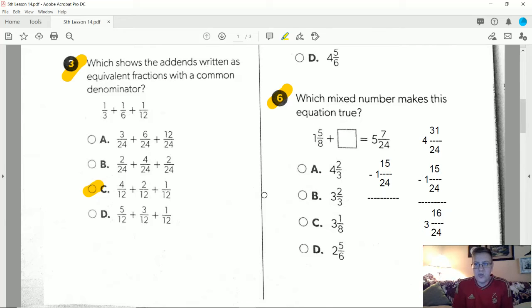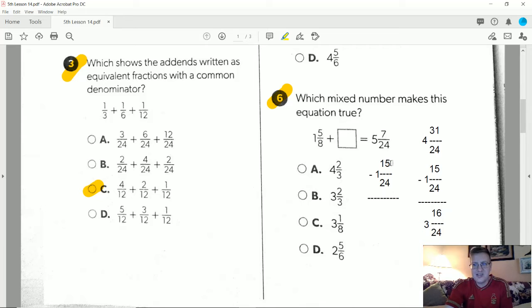Number 6, which mixed number makes the equation true? So I am rewriting everything. I'm going to change my 1 5/8 to parts over 24. And so when I do that, I'm going to get 1 15/24.